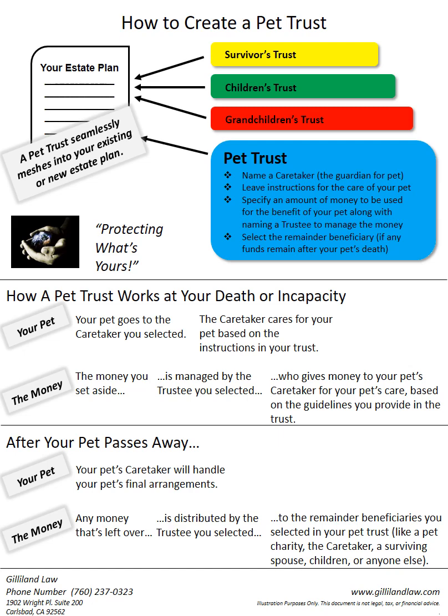Now, what about your money? The money you set aside is managed by the trustee you selected. Again, the trustee and the caretaker don't have to be the same individual, although they could. The trustee then would give the money to your pet's caretaker for your pet's care based on the guidelines you provide in the trust. That's the simple nature of how it works when you can no longer do it.